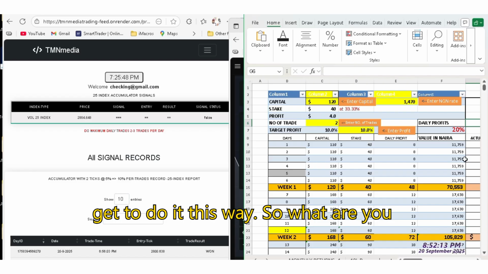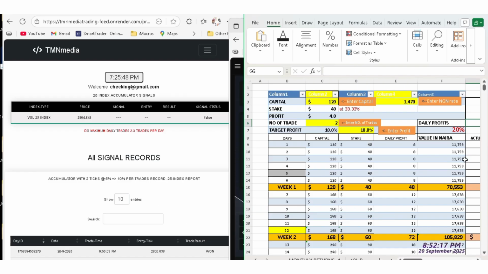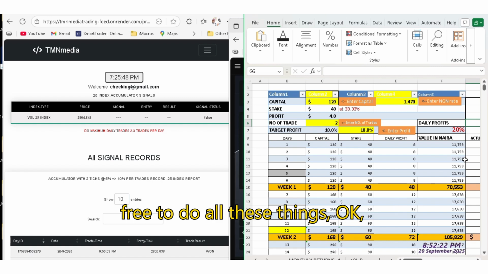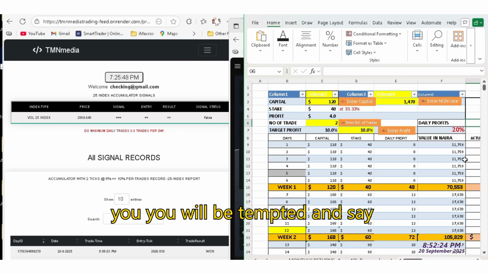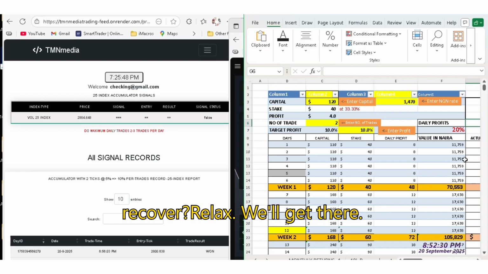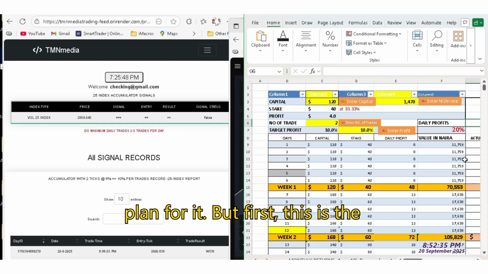You can get to do it this way. So, what are you doing? How will you go about it? You see, before you will be able to feel free to do all these things, you will be tempted and say, what about if I now lose? How will I recover? Relax. We'll get there. Relax. There is a plan for it.